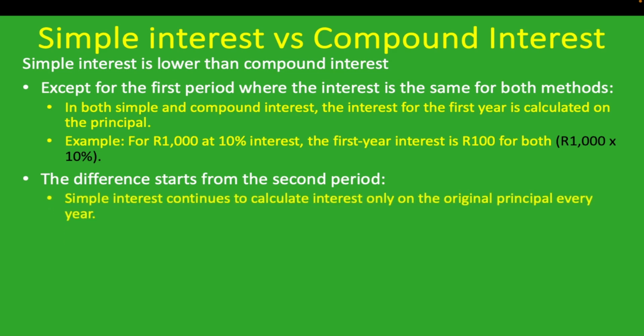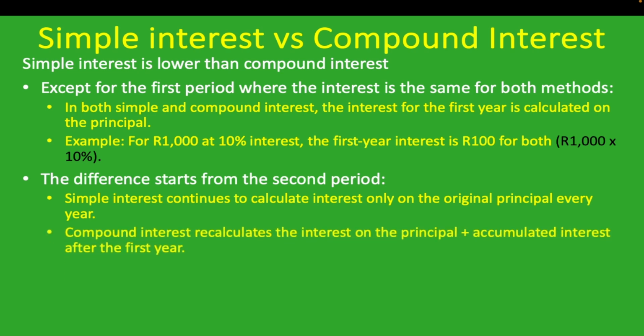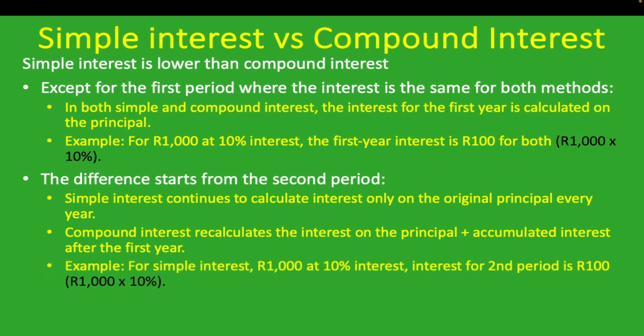And so the simple interest continues to calculate interest only on the original principal every year. However, the compound interest recalculates the interest on the principal plus the accumulated interest after the first year. And so here's an example. For simple interest, 1,000 Rand at 10% interest, interest for the second period would be 100 Rand still, because it's simple interest. You're still taking the 1,000 Rand multiplied by the 10%. We're not taking into account the 100 Rand which was earned in the first year. So this is an example for the second period.